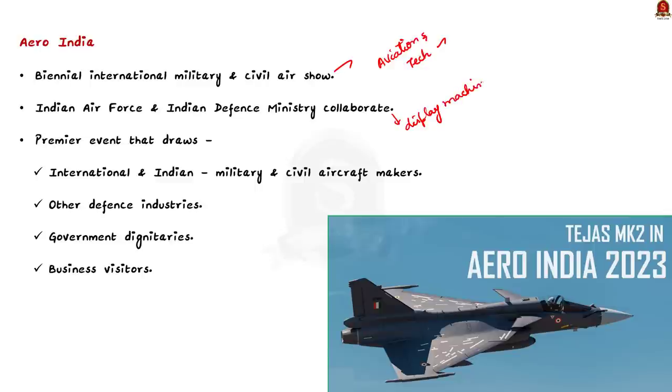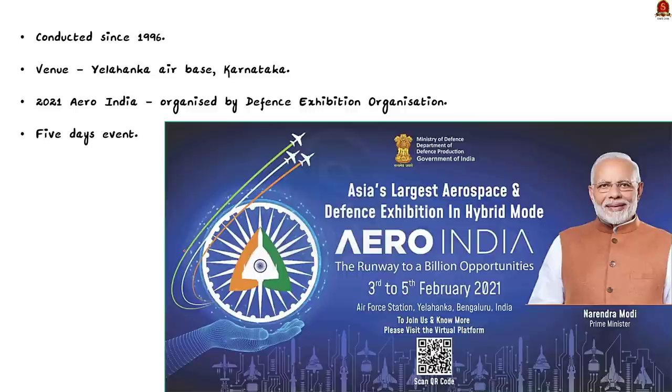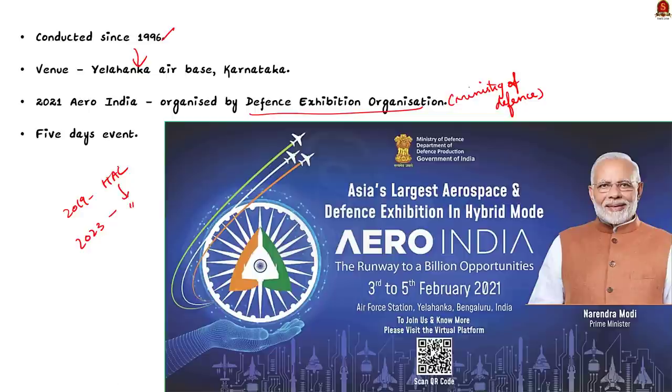See, Aero India is a premier event that draws international and Indian military and civil aircraft makers. And the show also attracts other defense industries, government dignitaries and business visitors. Since 1996, the show has been held in Yelahanka Air Base, which is about 300 km from the city of Bangalore. See, the 2021 Aero India show was organized by the Defense Exhibition Organization, which is functioning under the Ministry of Defense. Before that, in 2019, the show was organized by Hindustan Aeronautics Limited. And in the next year, that is in 2023, it is again going to be organized by Hindustan Aeronautics Limited.